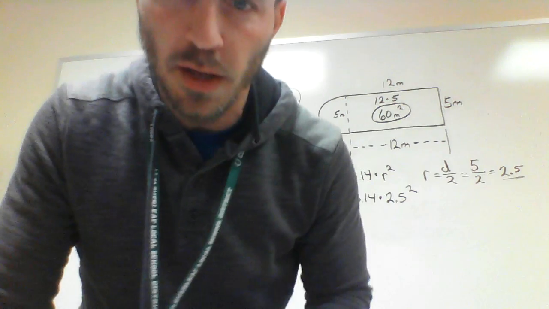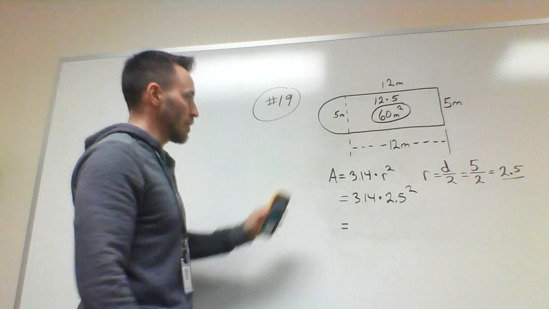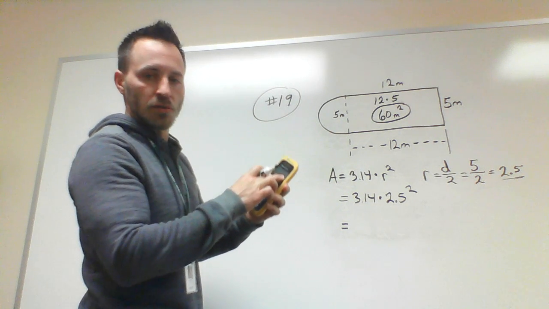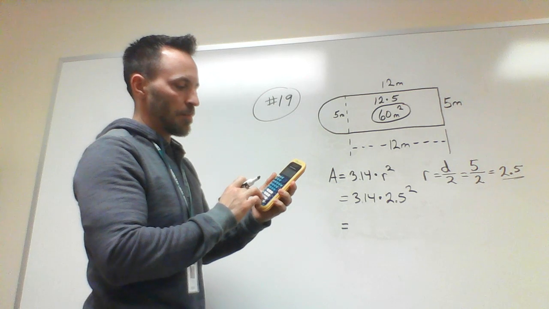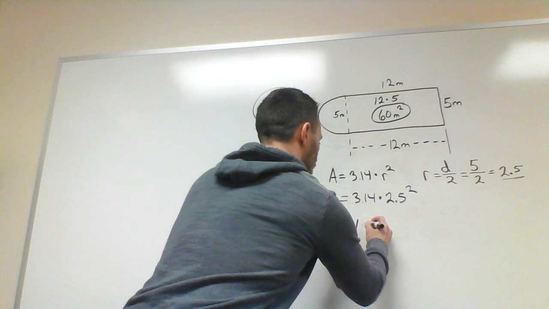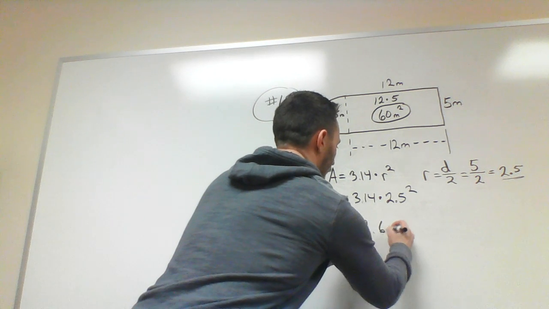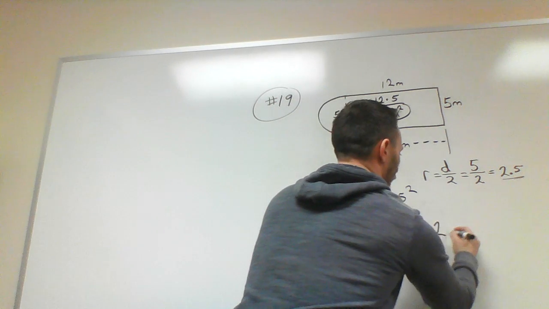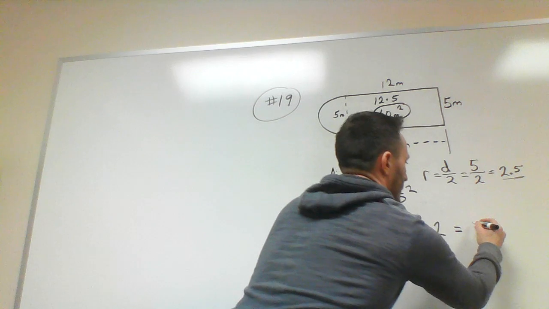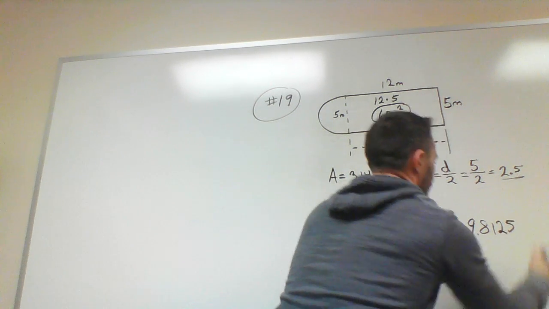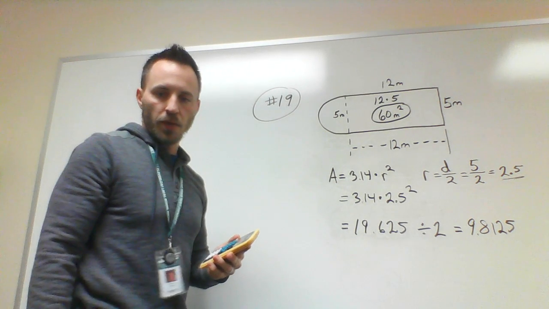But caution, we can't use that number. It's not a full circle. Okay, it's only a half circle. So we need to take that number, 19 and 625 thousandths, and divide it by 2. Dividing it by 2 because we only have half a circle gives us 9.8125. Can you see that? 9.8125.